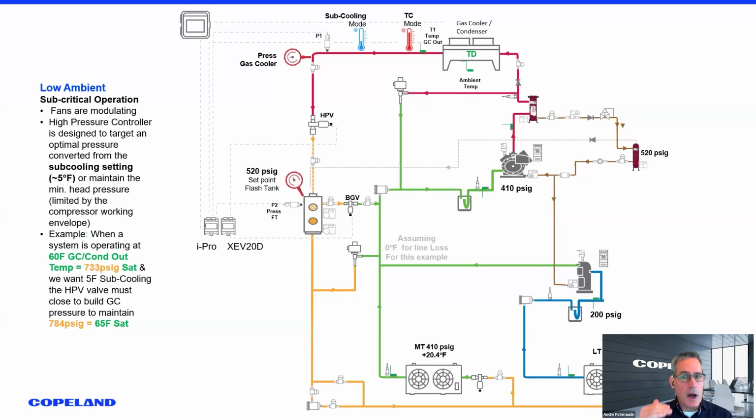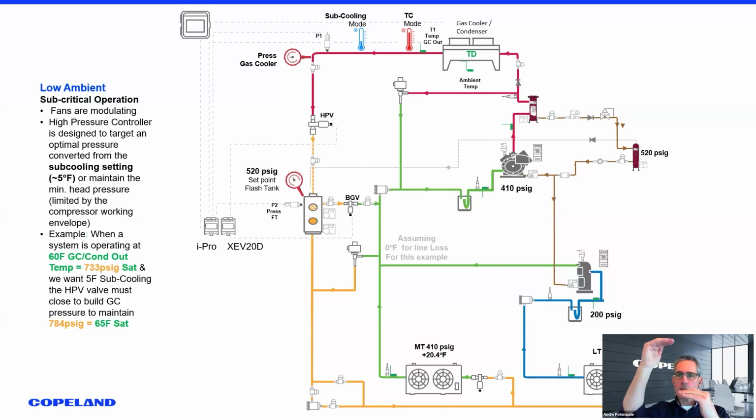In subcritical, there's more going on, because now fans are cycling or modulating to maintain a TD, number one. They have a minimum to respect, number two. The high pressure valve has a minimum to respect, but it is also maintaining a subcooling set point. Now, there are two ways of getting subcooling at the outlet of a gas cooler. If I'm measuring a 60-degree gas cooler out temperature, and that's equivalent to a saturation of 733 pounds, there are two ways to get subcooling. I can mechanically reduce the temperature by having a mechanical subcooler at the outlet. That's one way.